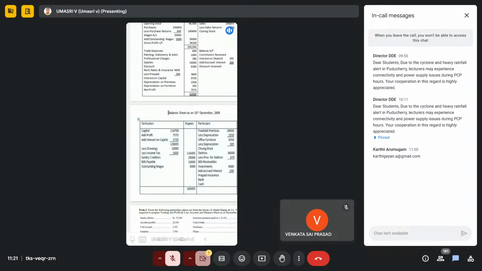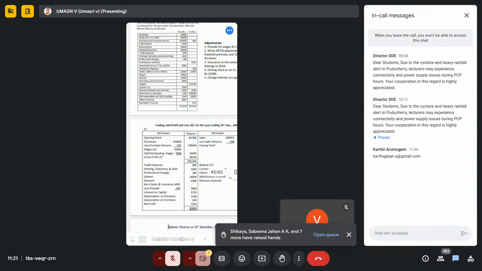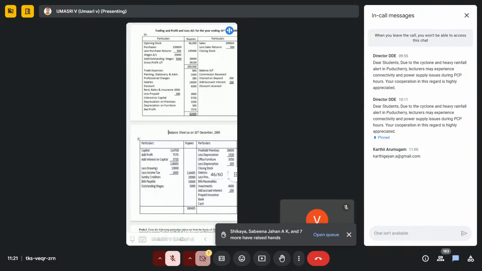So income tax, either you can deduct it from the capital, or if you are not deducting it, you can show it in the profit and loss account debit side before finding out the net profit. That is also correct, nothing wrong in it. The next one, you have to write current liabilities. What are the current liabilities? Sundry creditors, see your trial balance, sundry creditors is given 29,000. Then bills payable, and then outstanding wages.